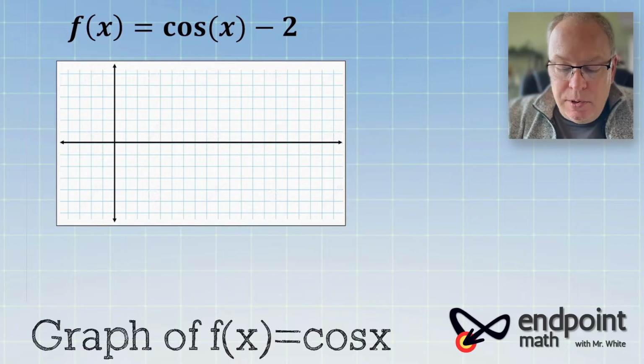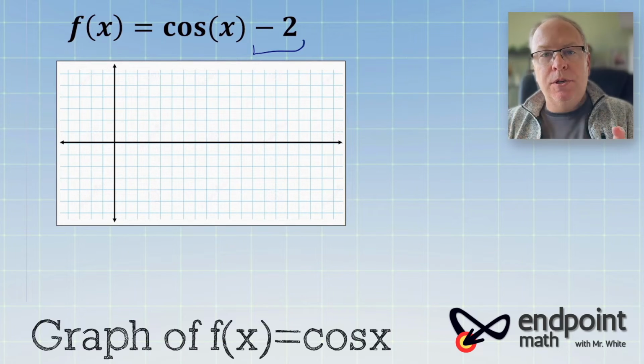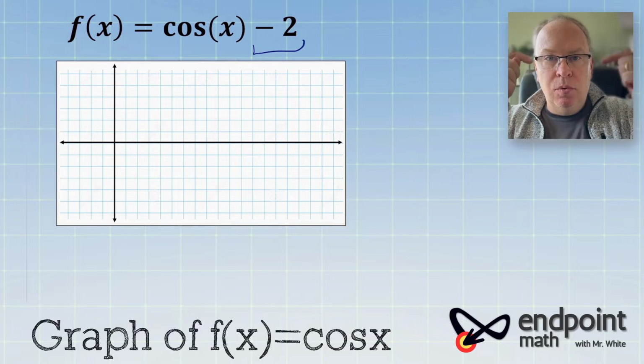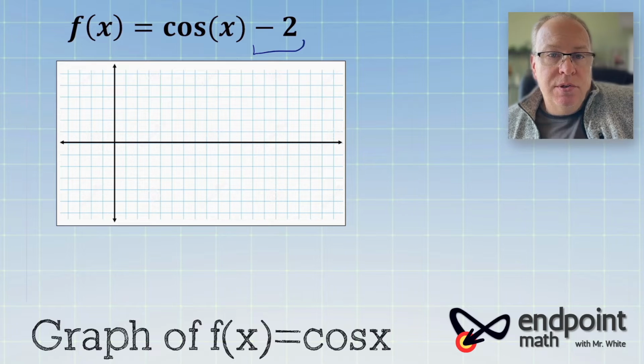So what does a number at the end of any function do? Like an x squared minus 2. An x squared is a parabola. X squared minus 2 moves it down by 2. So that's all we need to do with the cosine curve.